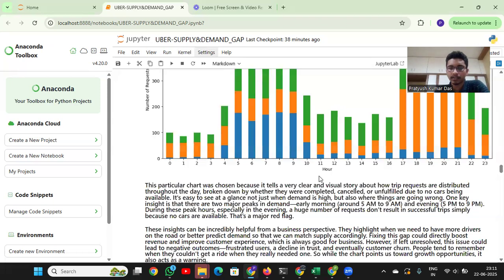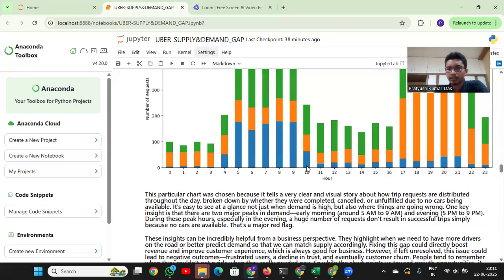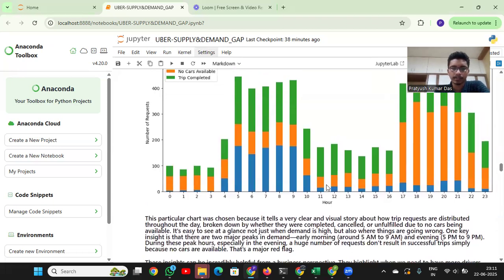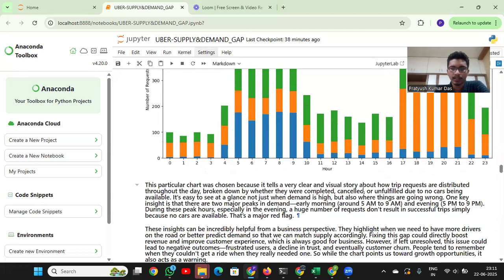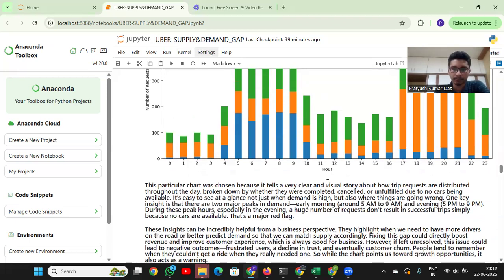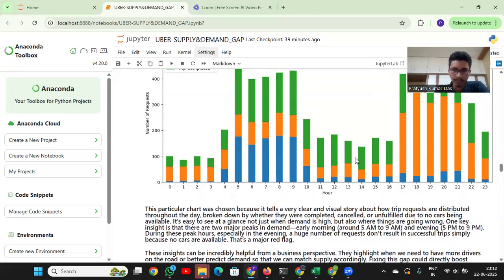in the respective hours. And it was particularly chosen because it tells a very clear and visual story about how the trips are distributed throughout the day. Yeah, we came across the thing previously, but this is a little more insightful than the previous visualization charts. So one key insight is that there are two major peaks in demand, like early morning as well as in the evening too.